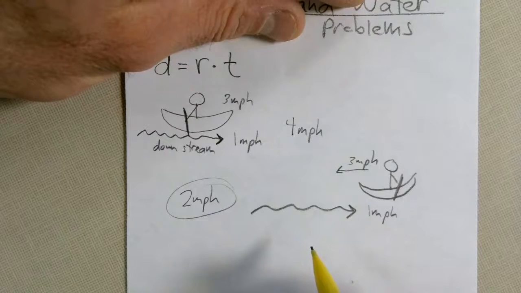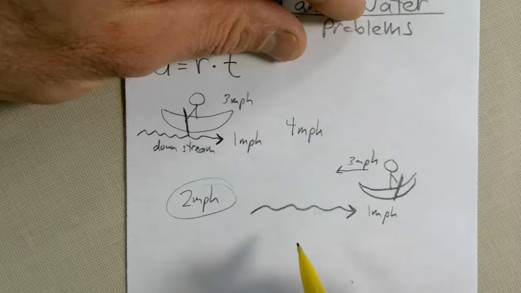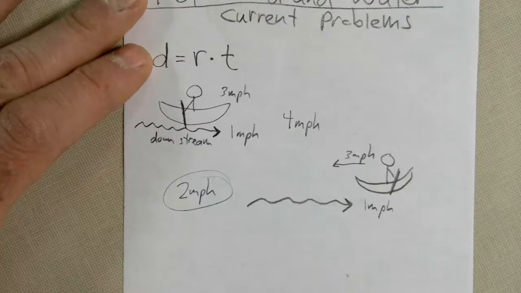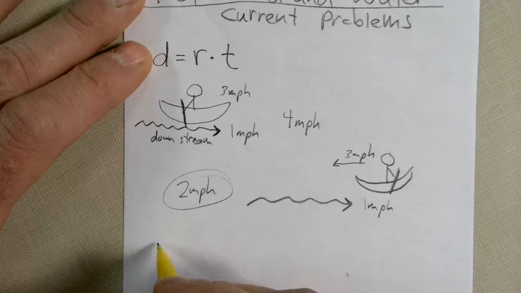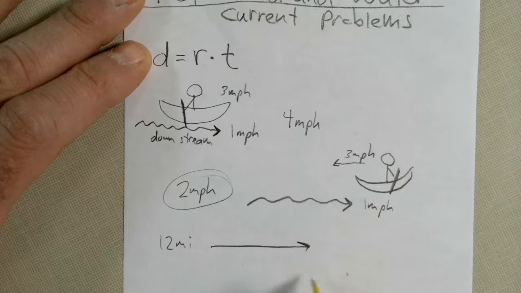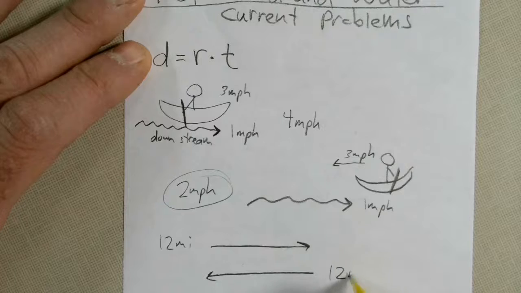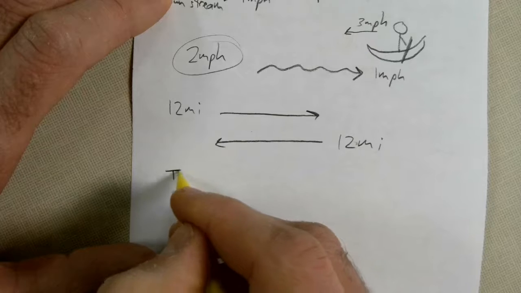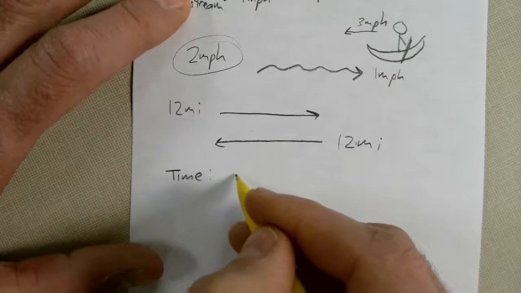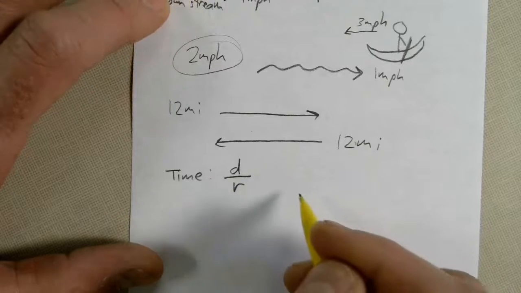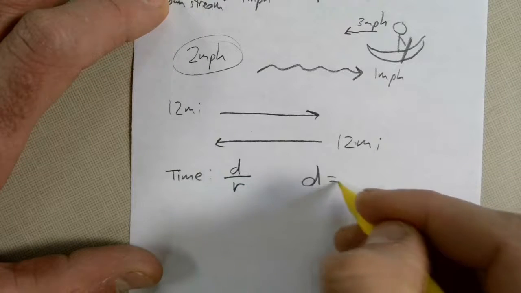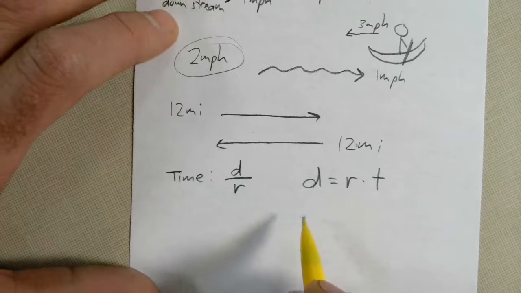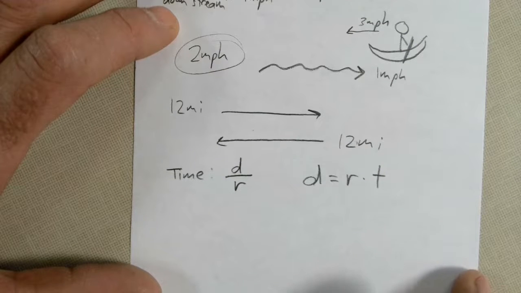Okay, so now suppose that you take a trip and you, in the same canoe situation, take 12 miles downstream, and then you have 12 miles back. Don't forget, the time of the trip is equal to distance divided by rate, because, remember, distance equals rate times time. So all we did was divide both sides by the rate. So time is equal to the distance divided by the rate.